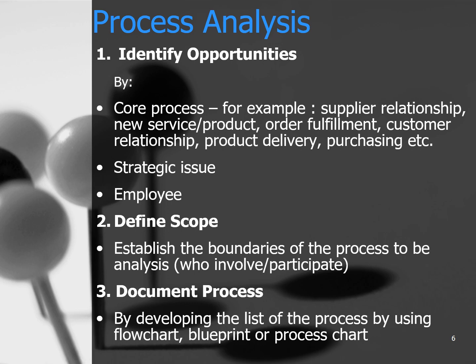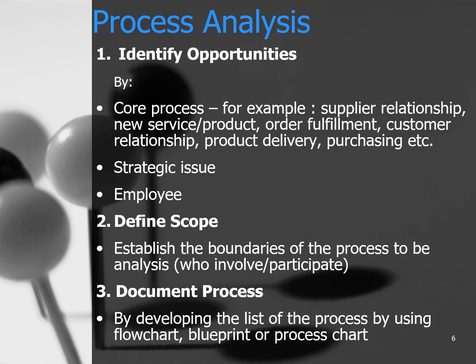After identifying the opportunities and defining the scope, here comes documenting the process. So we document the process by developing the list of the process by using a flowchart, blueprint, or process chart. So what is a flowchart? A flowchart is a diagram that traces the flow of information, the customers, equipment, or materials through the various steps of a process.